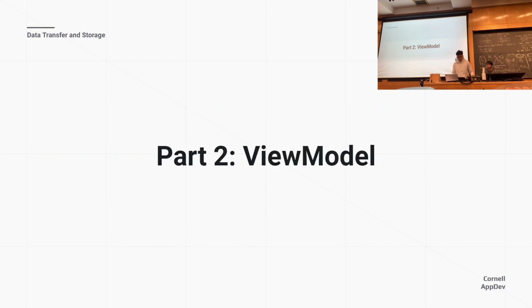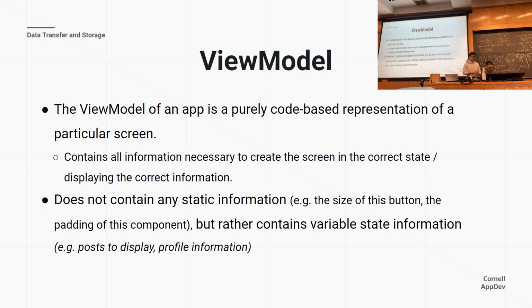Next, we have the view model. What does the view model do? Well, the view model is essentially a purely code-based representation of what our screen is going to look like. So it contains all the necessary information in order to create the screen and have it at the correct state. So it does not contain any static information, aka the size of a button, the padding of the components, any of the things that actually define the UI components, but rather the variable state information. So, for example, the profile information.